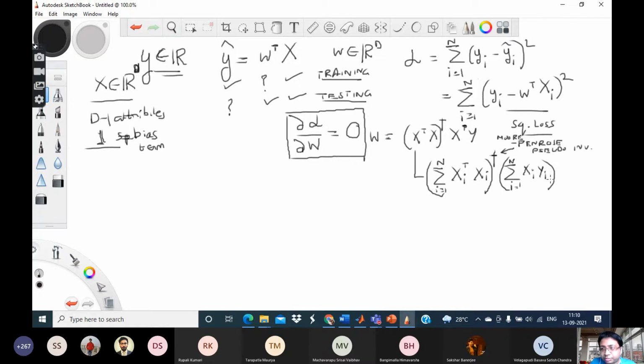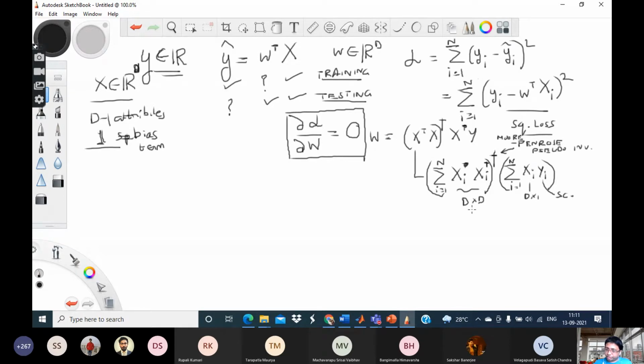I guess this is the expression which we had written down last time. Just to recap, this is a d cross d matrix, and this is a d cross 1 vector, a d-dimensional vector. Sorry, it will be xi transpose, which is a 1 cross d vector, and xi, which is a d cross 1 vector, and this yi is a scalar. So xi xi transpose is a d cross d matrix, and if you add up all those things, we will get a d cross d matrix.